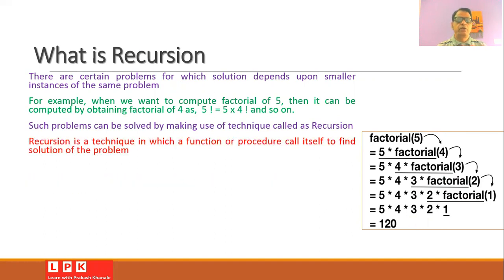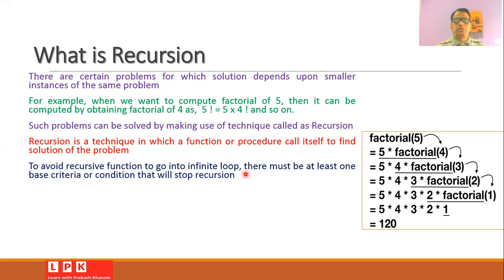So recursion, you can say, is a technique in which we use a function or a procedure, and the function or procedure calls itself in order to find the solution. Whenever we define any procedure or function, in the definition of the function itself, again we call the same function, and this technique is called recursion.